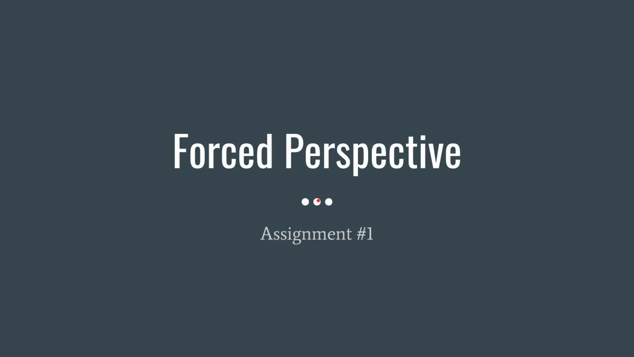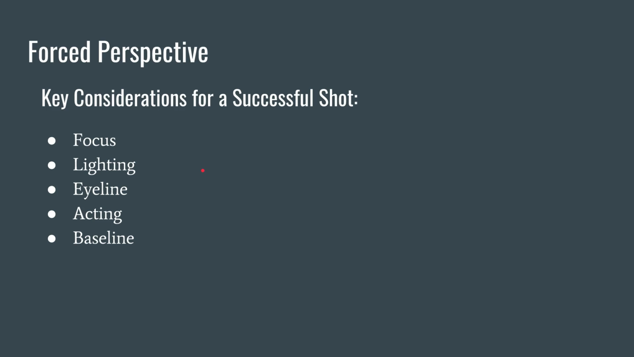Okay, so let's go over some forced perspective shots from our first assignment. I made a slide here with some key considerations for a successful shot. Focus: the two subjects that we're trying to represent as being in the same plane or distance from the camera should be in the same focus. If one's out and one's in focus, then the illusion's given away.